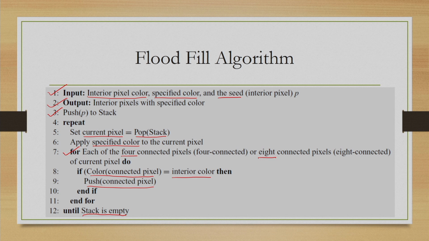So, in both the cases we start with a seed pixel, but in one case we are dealing with a boundary definition of pixels, in other case we are dealing with an interior definition of region in terms of pixels, and accordingly our algorithm changes slightly, otherwise broad idea remains the same.